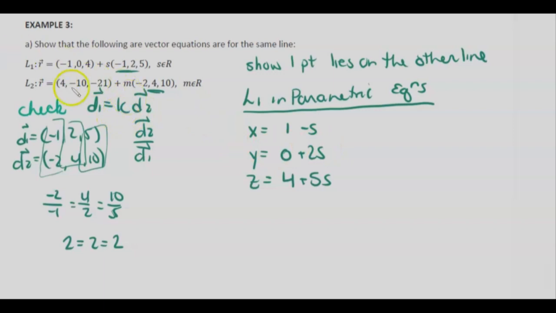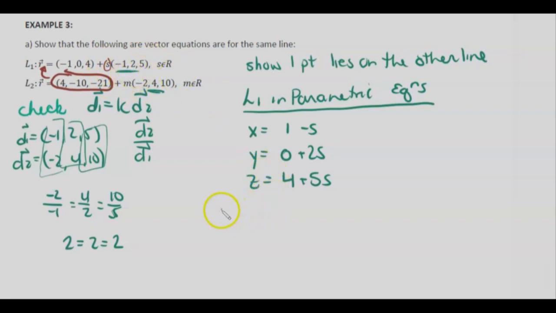So what we'll do is take the point from line 2 and sub it into line 1. And then we're going to see if all three parameters equal the same thing. In other words, are we able to sub in some parameter to punch out this point? Because if lines go through the same point, every single point on one line is going to go through the other. So as long as this point, 4, negative 10, negative 21, satisfies this line with the same parameter s, then these two lines are going to be the same line.